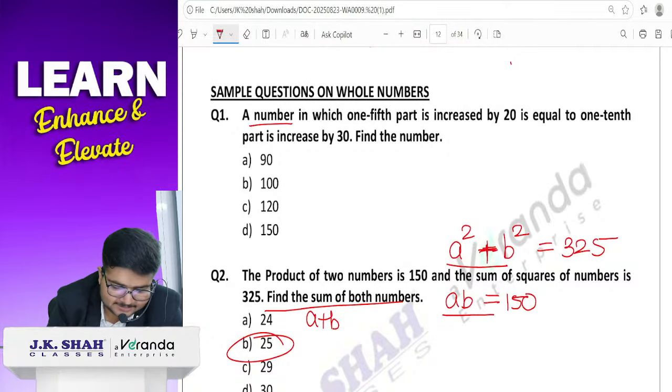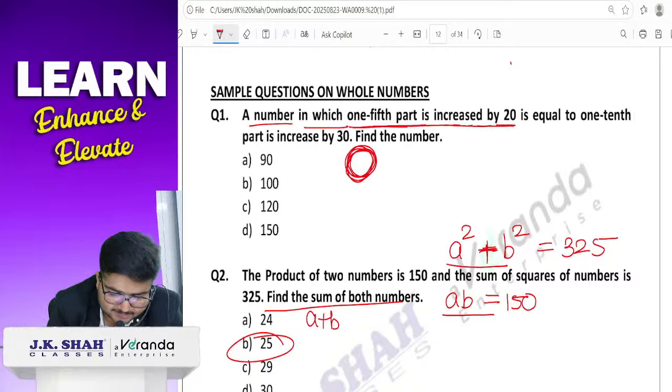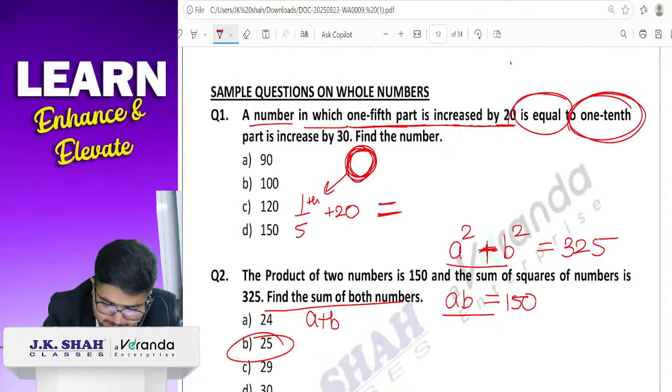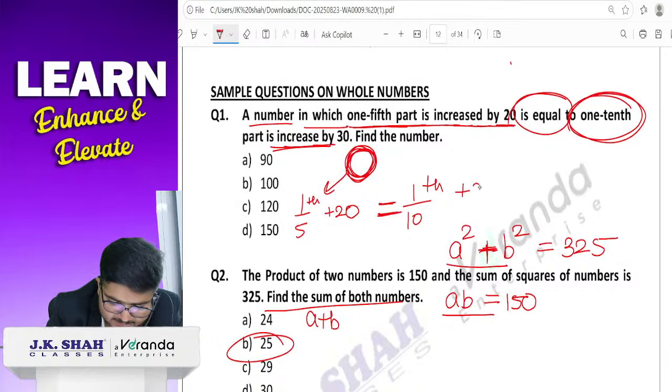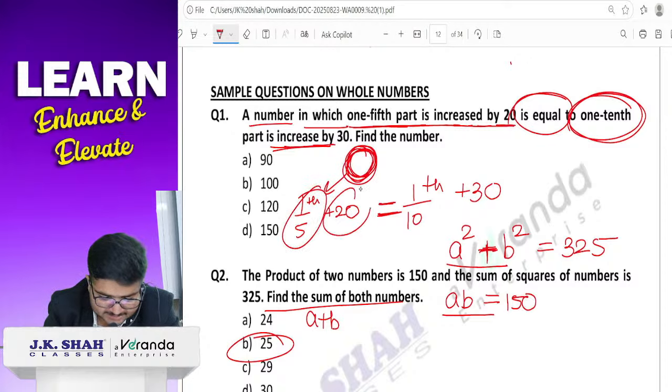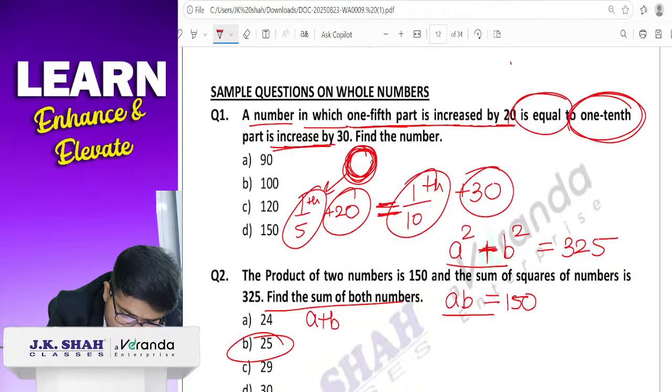There is a number, we don't know the number, but there is a number whose 1/5 part is increased by 20. When you find 1/5 part of this number and then increase it by 20, it is equal to 1/10 part of the number increased by 30. Understood this? There is a number whose 1/5 part increased by 20 will be equal to its 1/10 part increased by 30. But this number you have to find out.